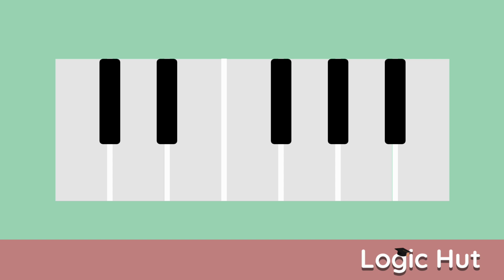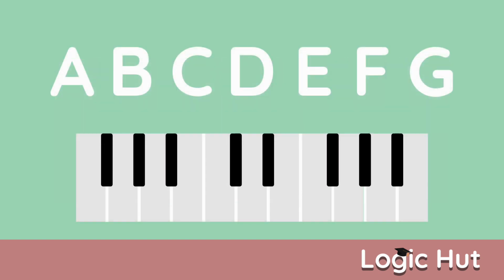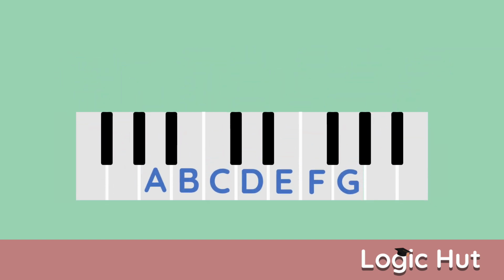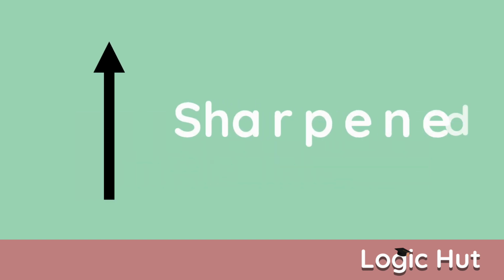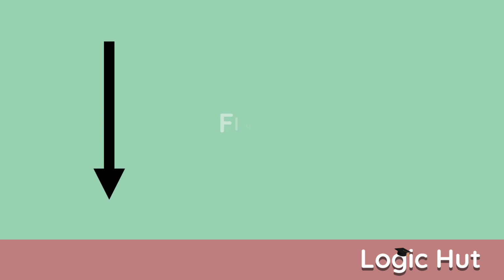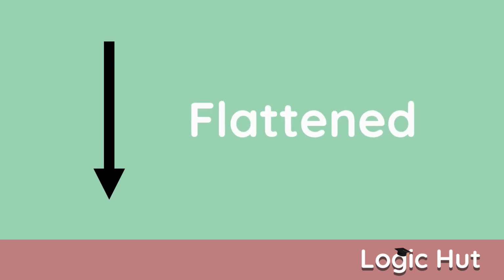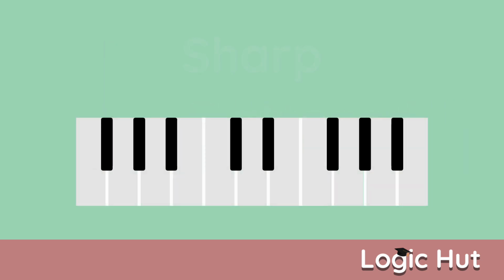The 7 white notes are called natural notes and are named after the letters A through to G. When a pitch is made higher, it is sharpened, and when a pitch is made lower, it is flattened. Therefore, a note name plus the word sharp refers to the pitch directly to the right, and a note name plus the word flat refers to the pitch directly to the left.